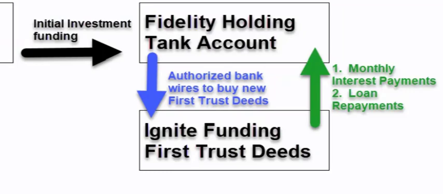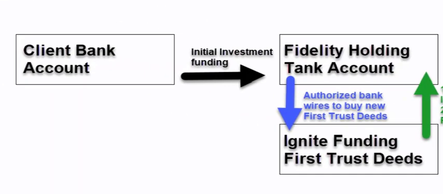If funds need to be withdrawn, or if monthly interest needs to be paid to the client bank account, the same link that links the client bank account to the Fidelity account can distribute funds from the Fidelity account back to the client bank account.